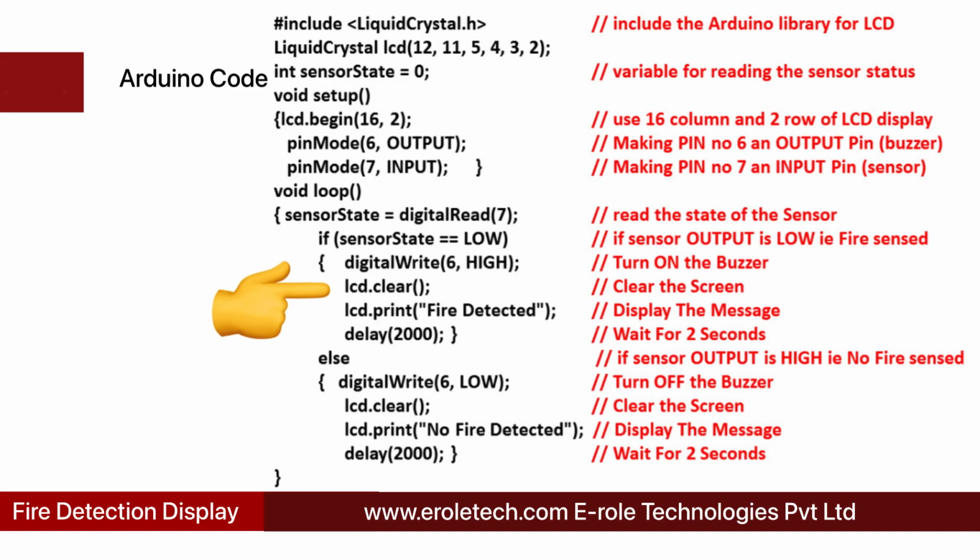lcd.clear. This function is used to clear the LCD screen. lcd.print. This function will print a message, fire detected, on the LCD screen. Delay 2000. This function will generate 2 seconds of delay. If sensor state value is high, then Arduino will give a low signal at its pin number 6, and buzzer will turn off. It shows that there is no fire in front of the sensor. No fire detected message will appear on the LCD screen.